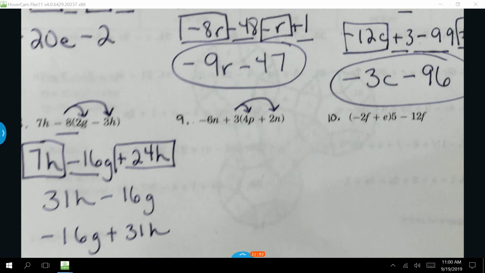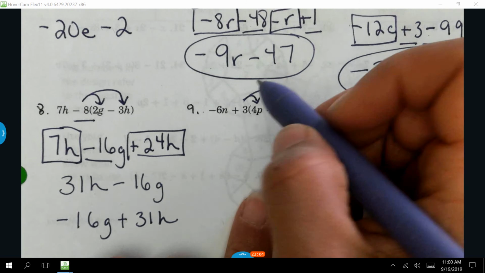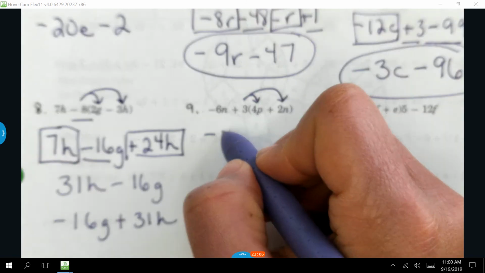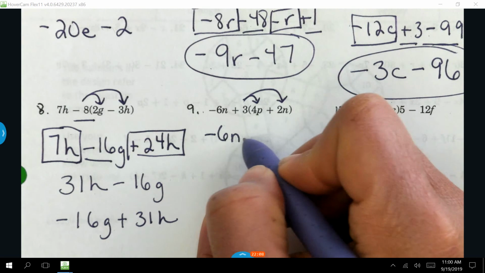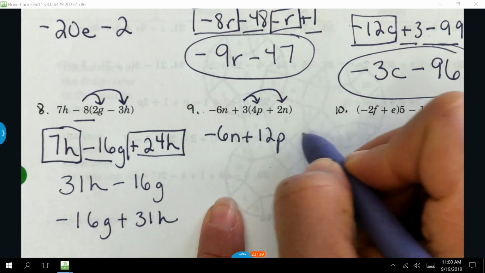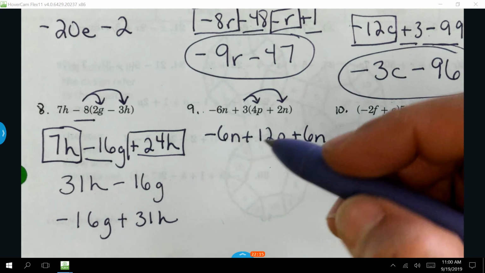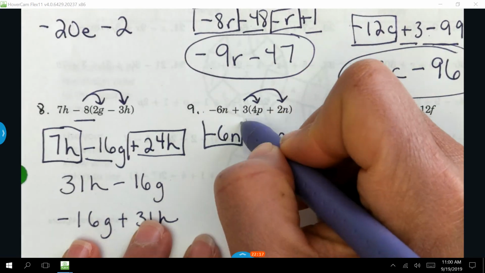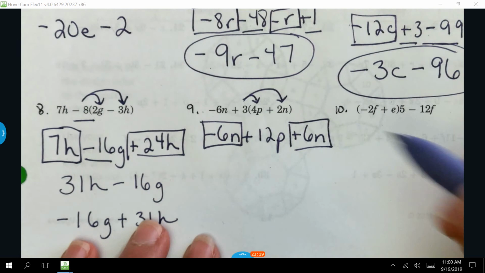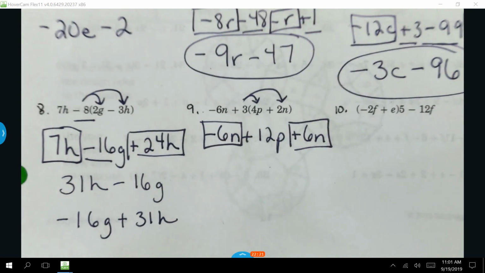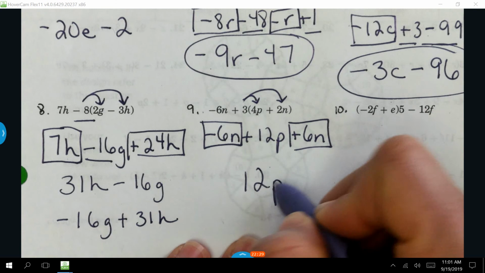What is the second line? What do I write next for number 9? -6n plus 12p plus 6n. What do we notice about this? You're going to have 0 n's. What's 0 times anything? I don't care if it's a million or 2. You get 0, so you don't write anything. The answer is 12p. That's it.